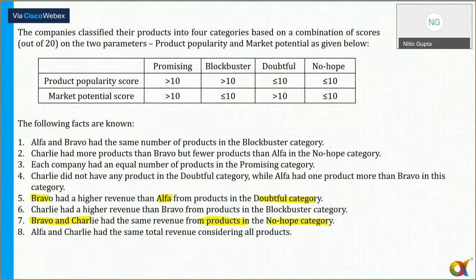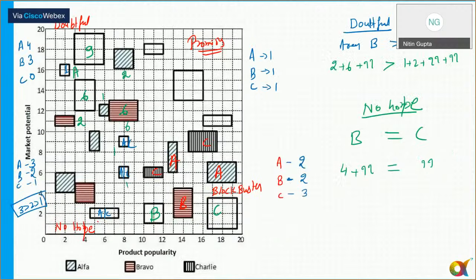In the no hope, Charlie had more than Bravo, but fewer than Alpha. Yes, so A is 3, C is 2, and B is 1. Yes. Okay, we have identified here. A is 3, B is equal to 1, and C is 2. So Bravo is only one company. Okay, Bravo, there is only one company.